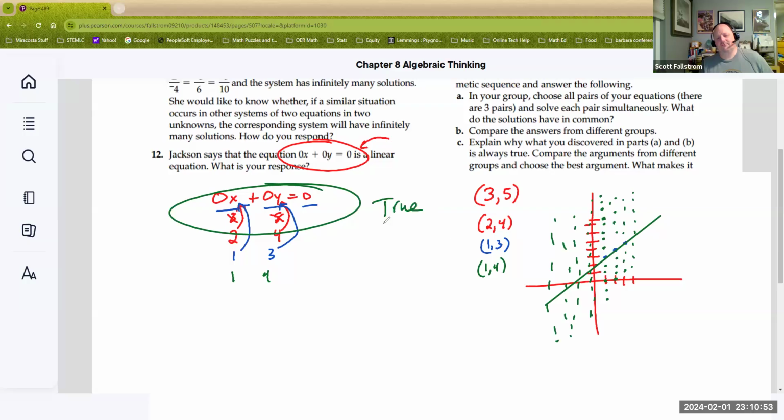This is true, because anything times 0 is 0. And if you add 0 plus 0, you get 0. So basically, you can't say that this is always going to form a straight line.